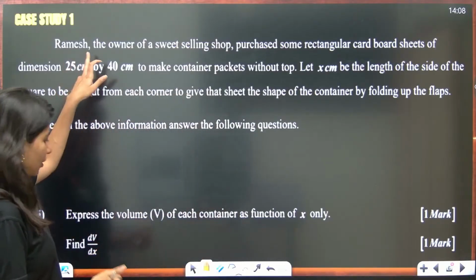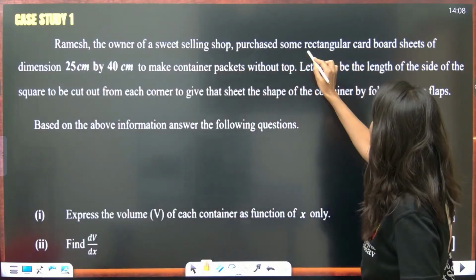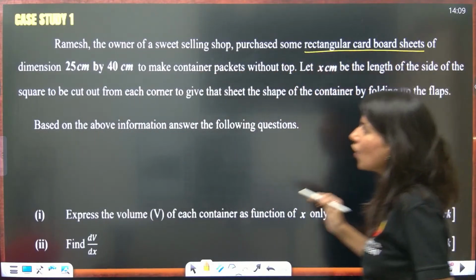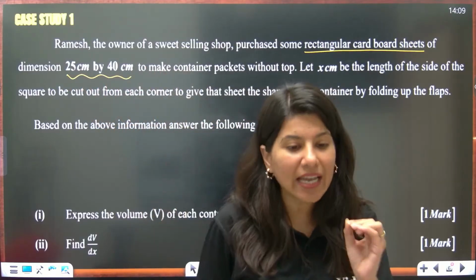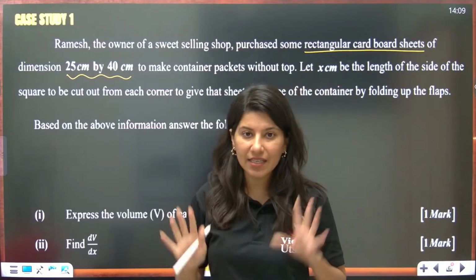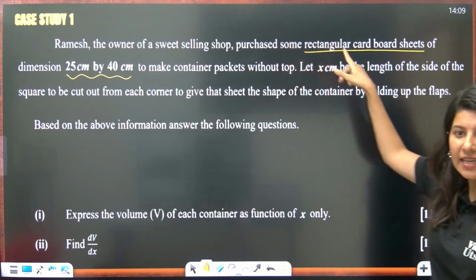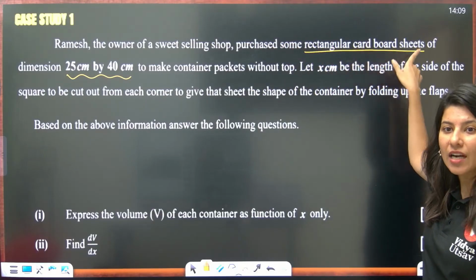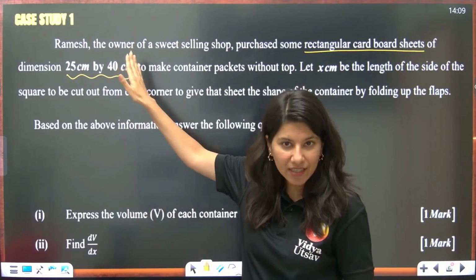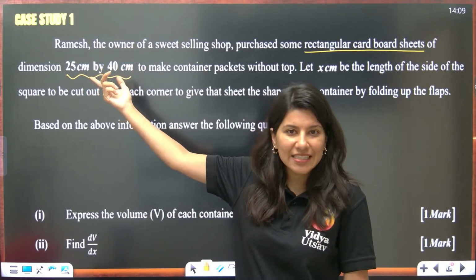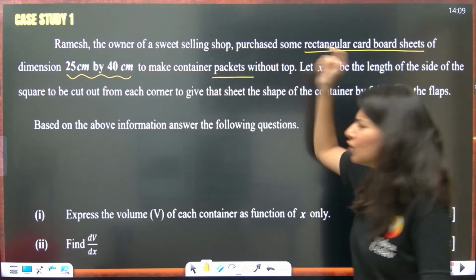So Ramesh, the owner of a sweet selling shop, purchased some rectangular cardboard sheets of dimension 25 by 40 centimeter. Line by line. Do not rush in reading. Understand this. So now Ramesh is an owner of sweet selling shop. He has purchased some rectangular cardboard sheets of dimension 25 by 40. Okay ma'am, till now it is clear. But why is he purchasing? Understand. To make container packets without top.